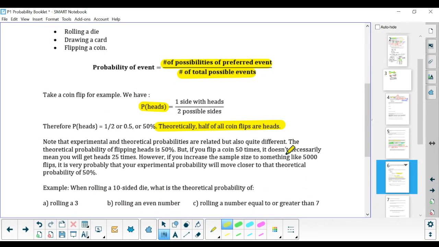Again, theoretical probability of flipping heads is 50%, but it doesn't mean that if we flip a coin 50 times, we are guaranteed to get heads 25 out of 50 times.